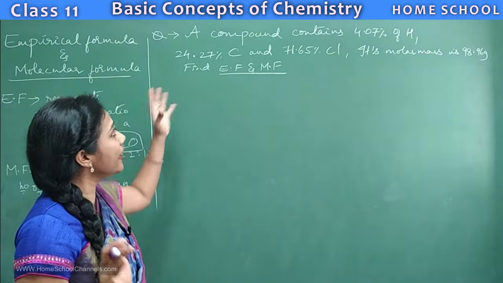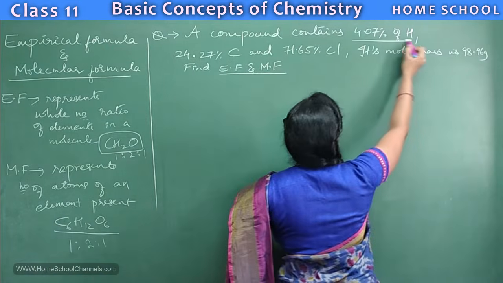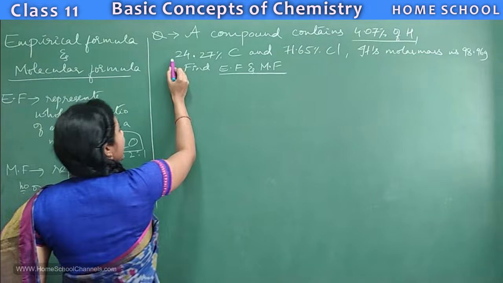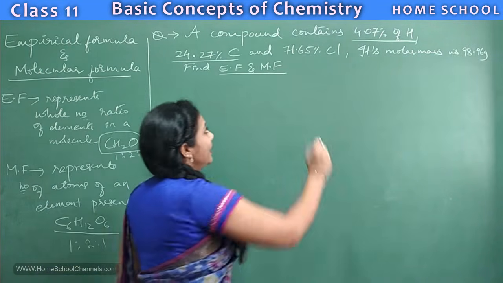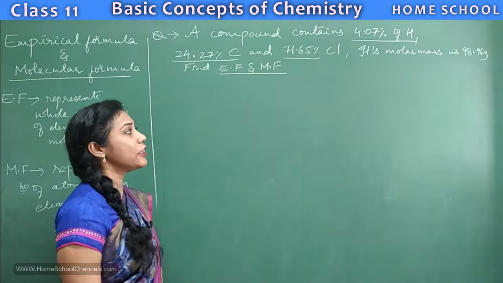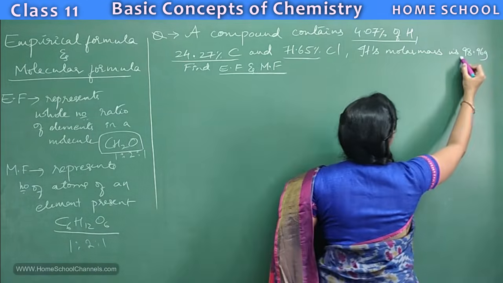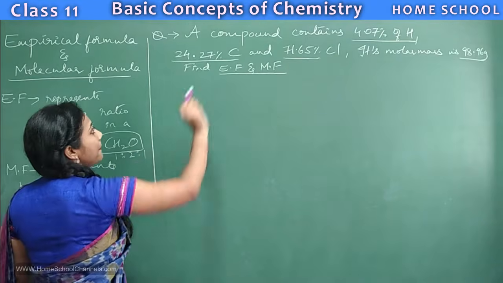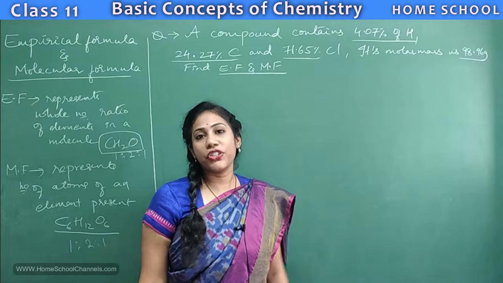See, look at the question. A compound contains 4.07% of hydrogen, 24.27% of carbon and 71.65% of chlorine. Its molar mass is 98.96 grams. Find the empirical formula and molecular formula. This is how the question can be asked.